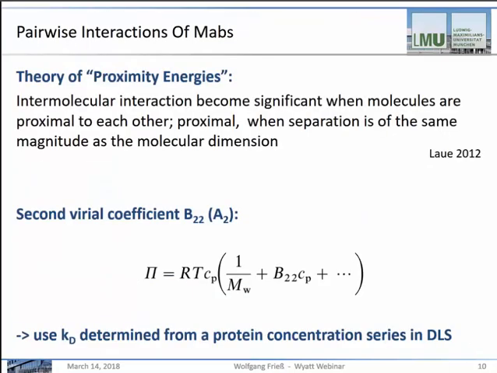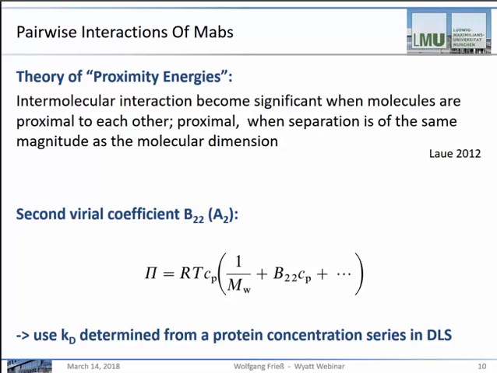Whereas we do see this substantial effect upon non-pairwise interactions. Pairwise interactions may be much harder to detect because we only have a slight effect in this formation or this interaction towards the tendency to at least behave like a dimer or like a larger, higher molecular weight species. And these intermolecular interactions become significant when molecules are proximal to each other. Proximal means when separation is of the same magnitude as the molecular dimension.